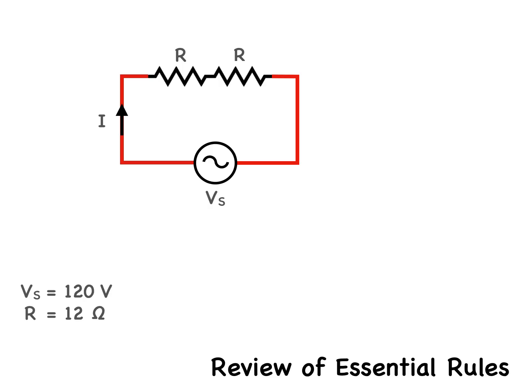Now, let's take a look at this circuit, but this time let's double the resistance in the circuit. The total resistance in the circuit will now be 24 ohms, which means that the current in the circuit will be 5 amps. Ohm's law tells us that the voltage drop across each resistor will be the current through the resistor times the resistance, or 60 volts on each resistor.